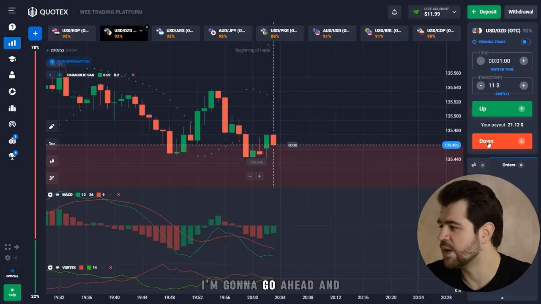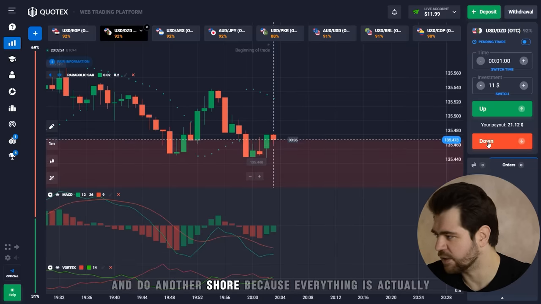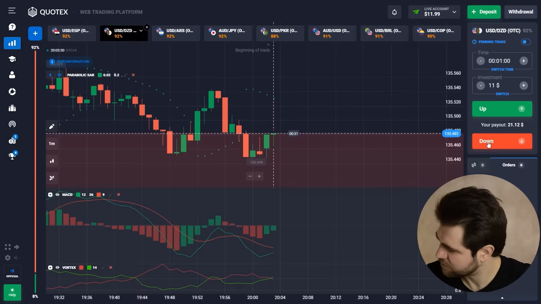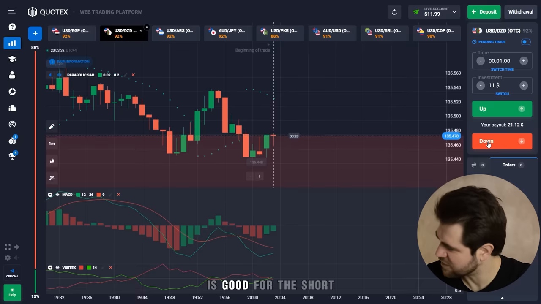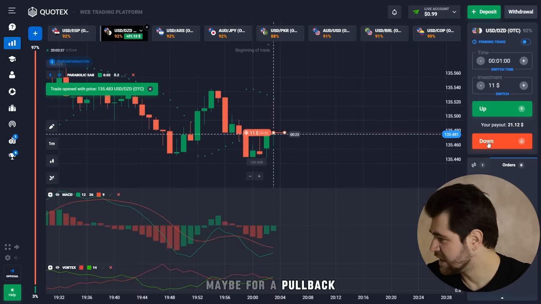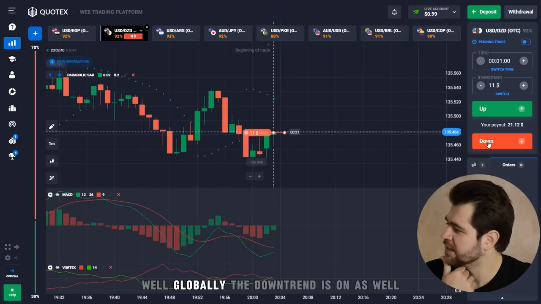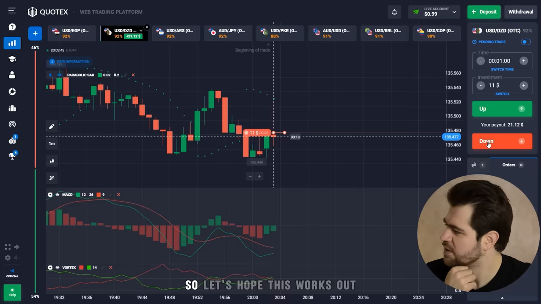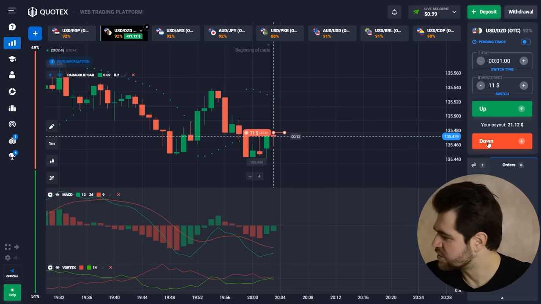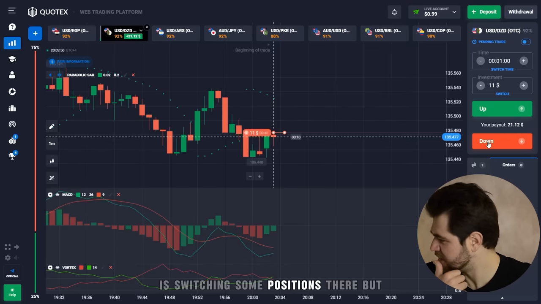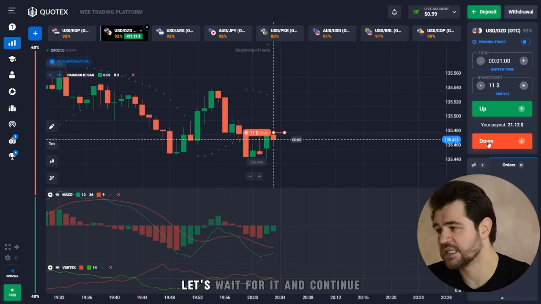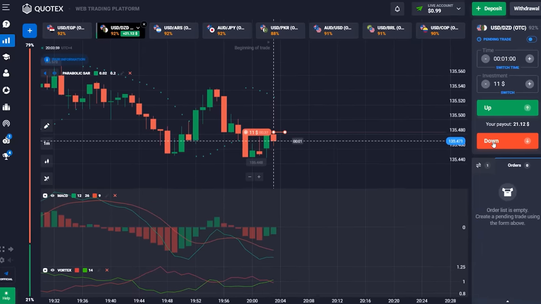Okay. We're gonna go ahead and do another short, because everything is good for the short. I mean, SAR is for the short, MACD maybe for a pullback. Well, globally the downtrend is on as well, so let's hope this works out, because Vortex is switching some positions there, but we'll see in a second. Let's wait for it and continue.